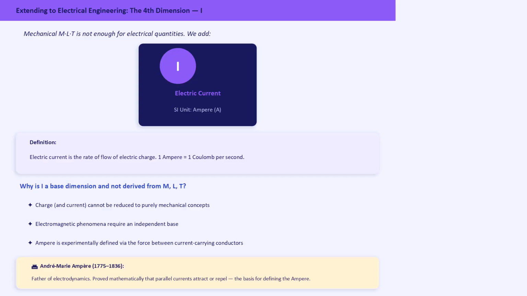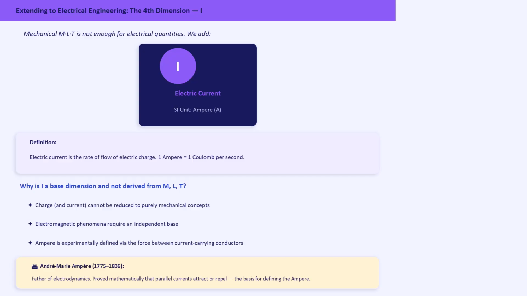Now you might reasonably wonder, why is current treated as a base dimension? Could we not derive it from mass, length, and time? The answer is no. Electric charge is a fundamentally new property of matter. It has no mechanical equivalent. You cannot build electricity from gears and springs. It requires its own mathematical foundation. So the SI system recognizes current as an independent base dimension. This means that every electrical quantity will have at least one power of I in its dimensional formula.